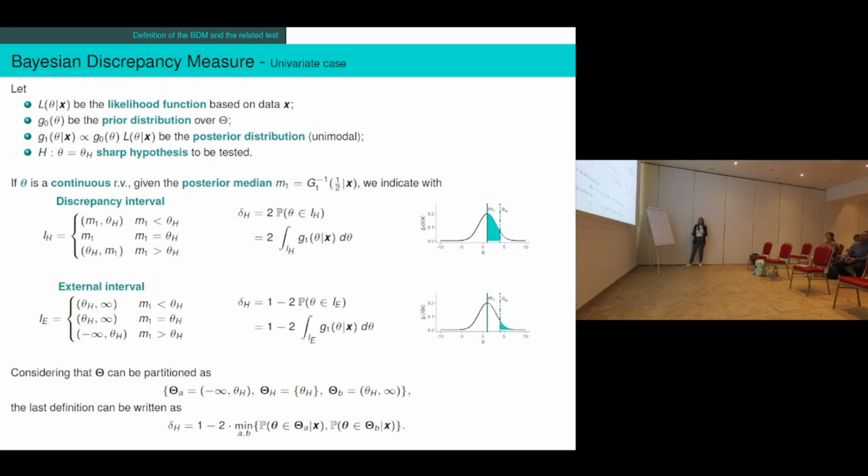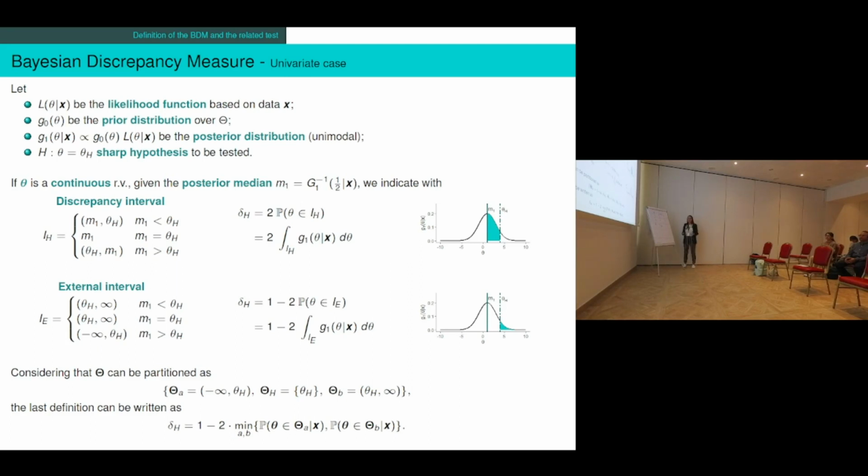Then we can formulate this definition in another way by considering the fact that the parameter space theta can be partitioned as theta_A, theta_H, and theta_B, where theta_A is this interval, theta_H is the singleton, while theta_B is this other interval, the right-hand side. Then the last definition can be written as 1 minus 2 times the minimum posterior probability in theta_A and theta_B.